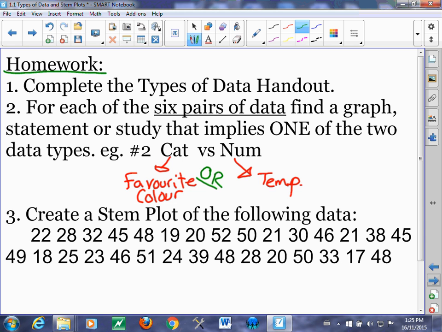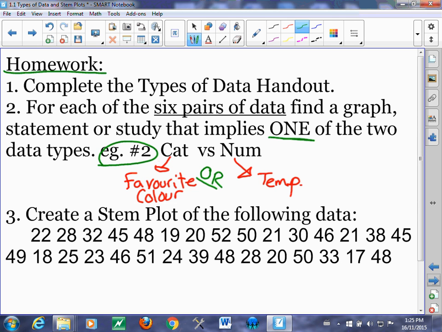And you're going to take a look at all the different scenarios that you have here. For each of the 6 pairs of data, find a graph, statement, or study that implies one of the 2 data types. So for example, number 2, categorical. You're looking for categorical versus numeric. You're going to say that, hey, categorical is my favorite color versus numeric, which is the temperature example that we have there.